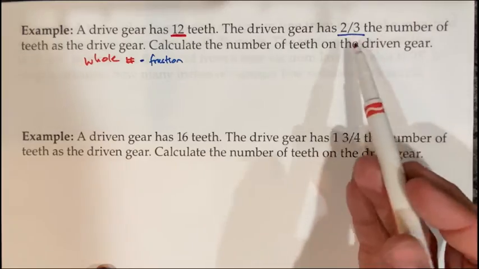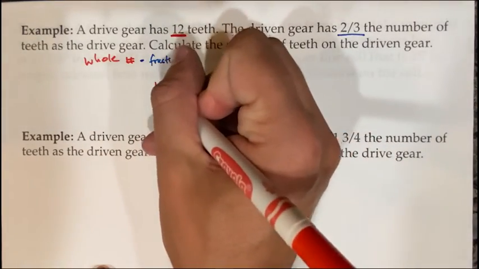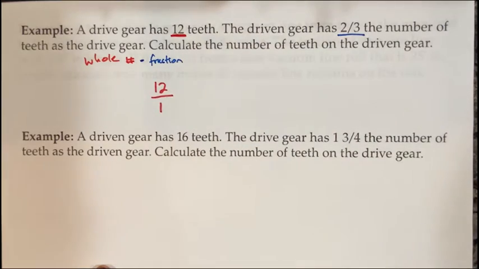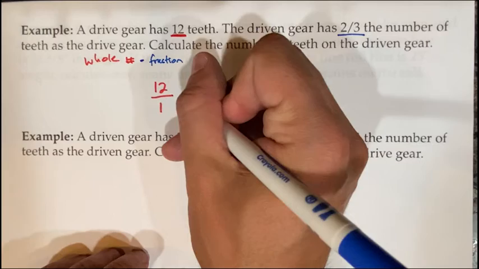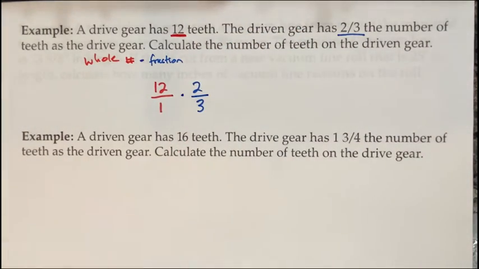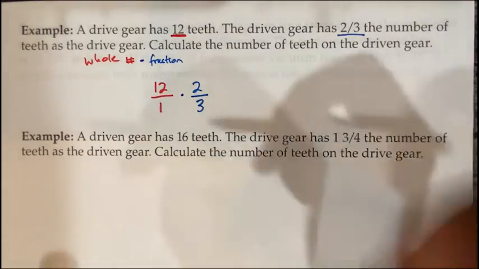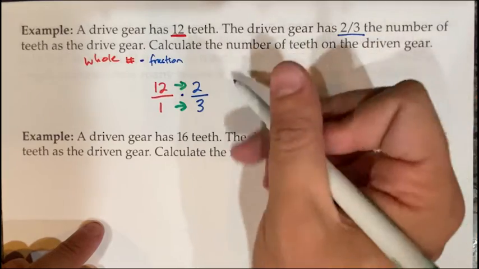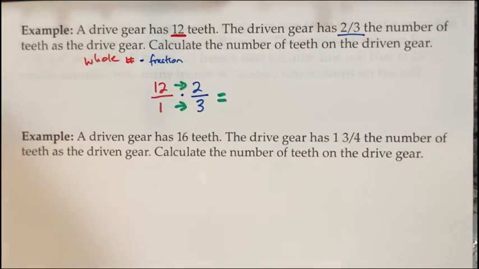First, we're going to identify our two numbers. So we've got 12. And when we see a whole number, we can always put it over 1. So we're going to go ahead and do that. And we're going to multiply it by our fraction, which is 2/3. And so if we remember back from our notes the other day in class, when we multiply fractions, we're just going to go straight across and multiply our two numbers together.